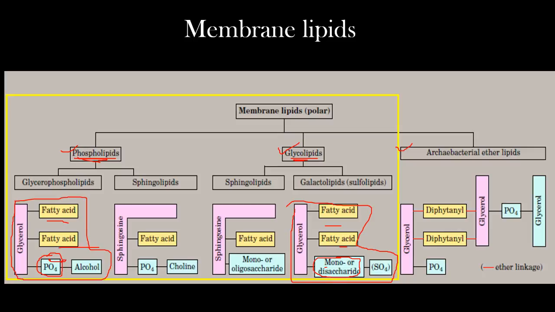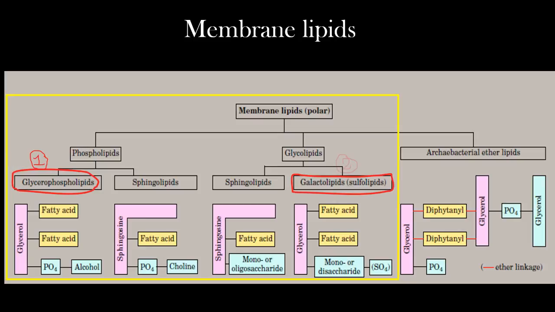Again, these phospholipids are divided into two depending upon their backbone. If the phospholipid has a glycerol backbone, they are called glycerophospholipids, and if the phospholipid has a sphingosine backbone, they are called phosphosphingolipids. The glycolipids having sphingosine backbone are called glycosphingolipids, and glycolipids having glycerol backbone are called galactolipids. In the next section we are going to see about glycerophospholipids, galactolipids and sphingolipids.